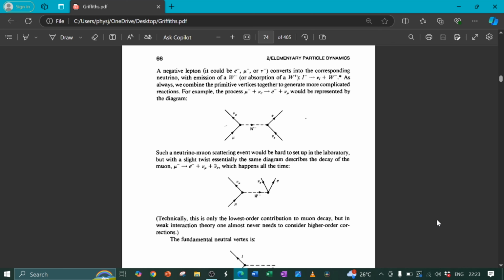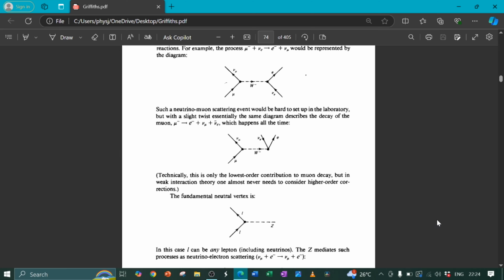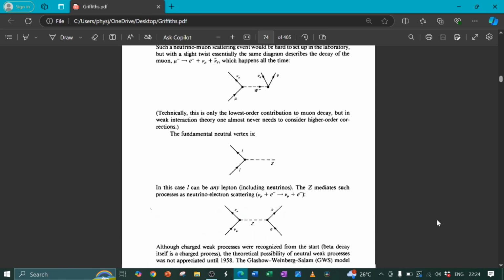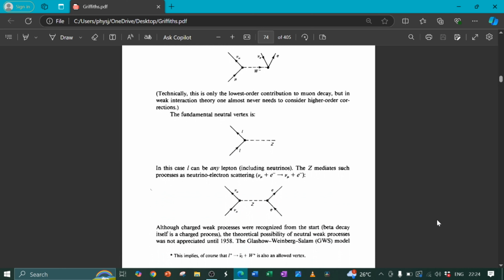Technically, this is only the lowest order contribution to muon decay, but in weak interaction theory, one almost never needs to consider higher order corrections. The fundamental neutral vortex is, in this case, L can be any lepton, including neutrinos. The Z mediates such processes as neutrino-electron scattering. Muon neutrino plus electron goes to muon neutrino plus electron.